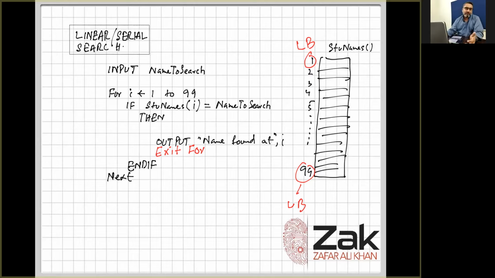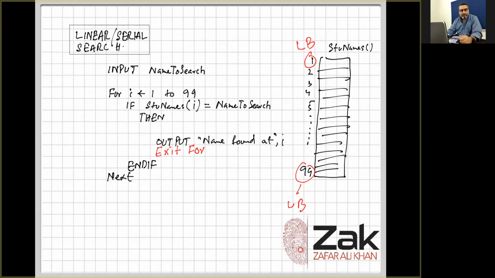But in the case of name, that's not true. A class might have many Mikes, many Zafars, many Alis and all. So this is not a good idea. But if we are looking for something which is actually for identification, then this is a good idea that you don't have to search anymore. So this exit for command, in pseudocode and Visual Basic both, kicks out the control of this for next loop. So the for next would not go any further.